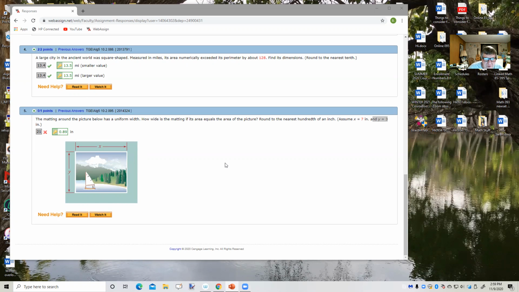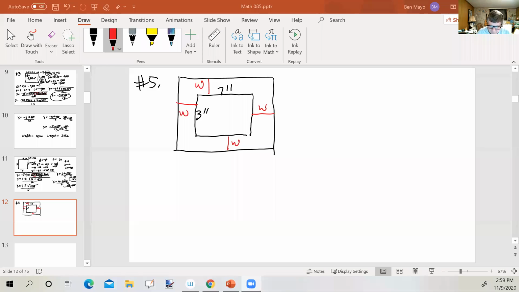Okay. It says, how wide is the matting if the area equals the area of the picture? Round to the nearest hundredth of an inch. So here's my drawing. I've got my picture, here's the sailboat inside, lovely looking sailboat in the mat all the way around. See my little red lines with W's, that means the width.